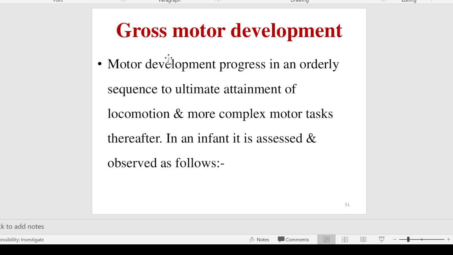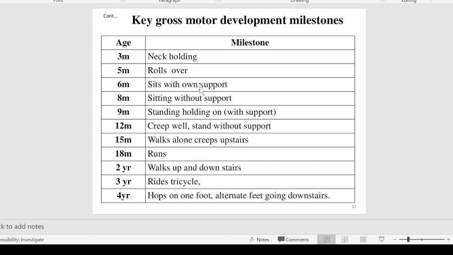Gross motor development progresses in an orderly sequence to the ultimate attainment of locomotion and more complex motor tasks. In an infant, it is assessed and observed as follows. It is a very important question. We call these the milestones of the first year of life, or milestones of an infant. Gross motor means, as I said, using the muscles of the central body part. So when using the central body muscles, what kind of muscular activity can we do?